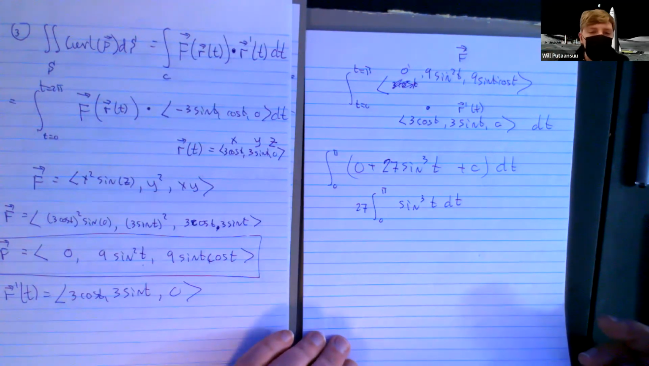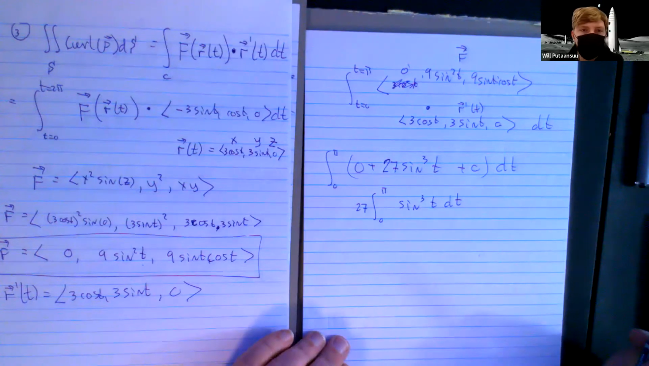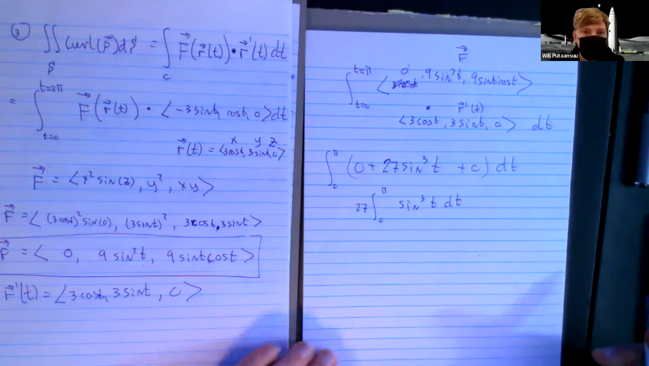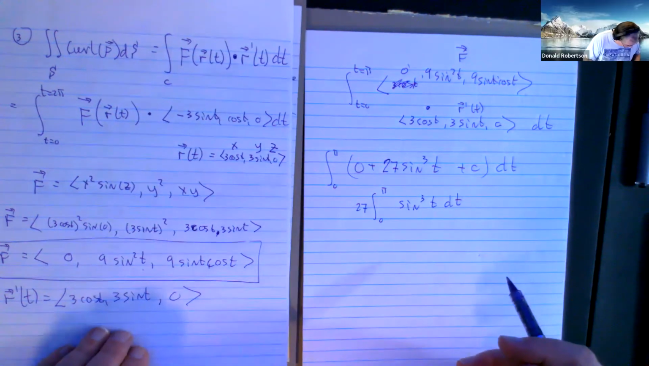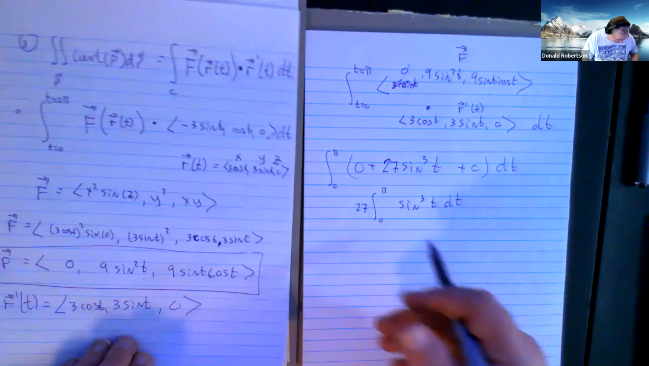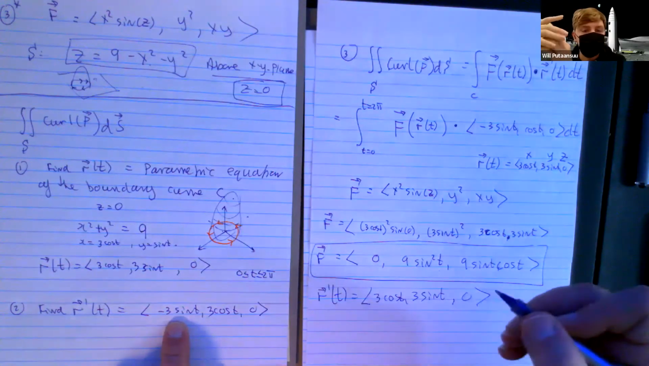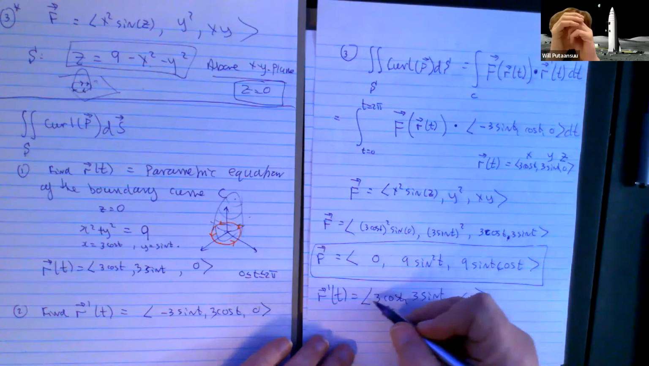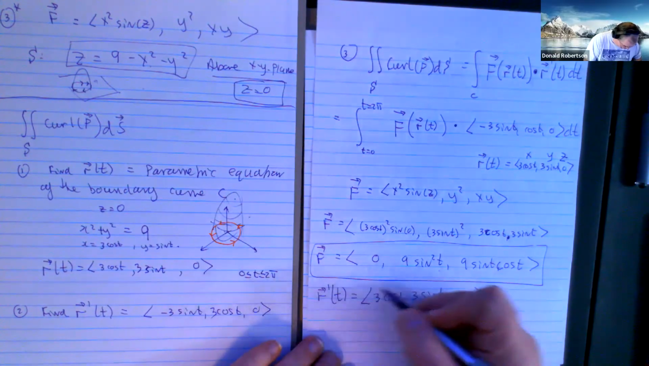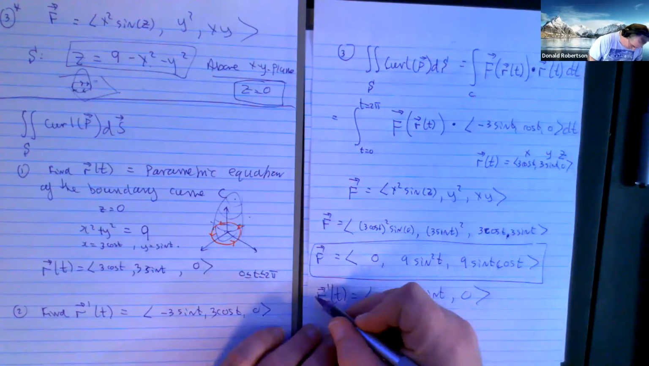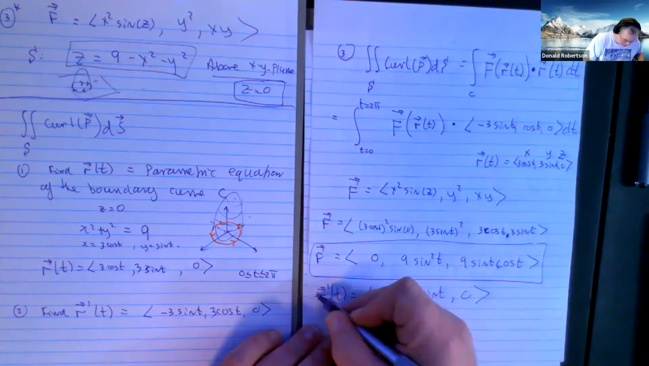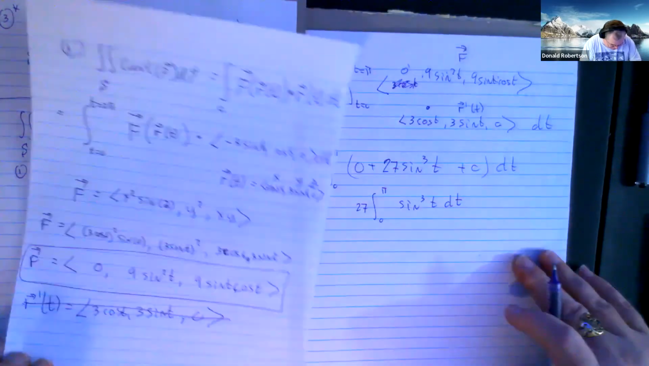No, yeah, because we had the original r of t was 3 cosine t, 3 sine t, 0. The derivative of 3 sine t is 3 cosine t. Did I transfer it wrong? I think you put over the original r of t instead of r prime of t. Oh, shoot, sorry about that. Okay. So pretend that never happened.